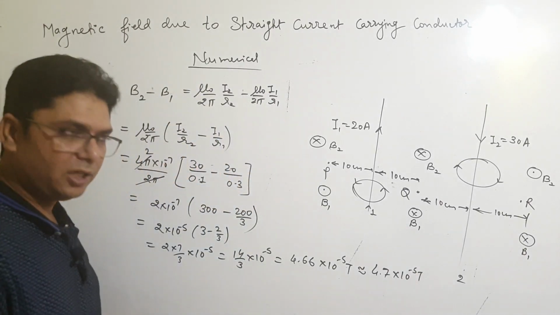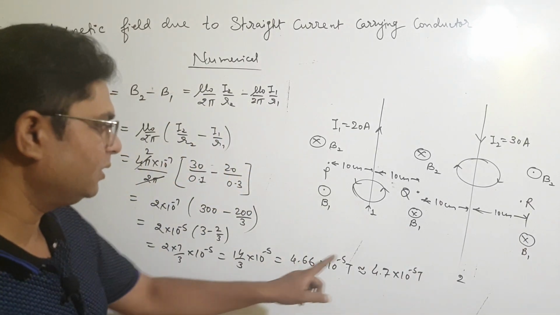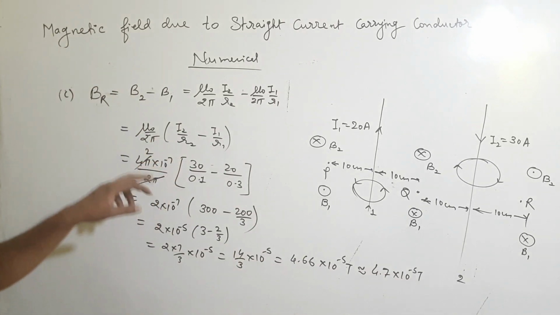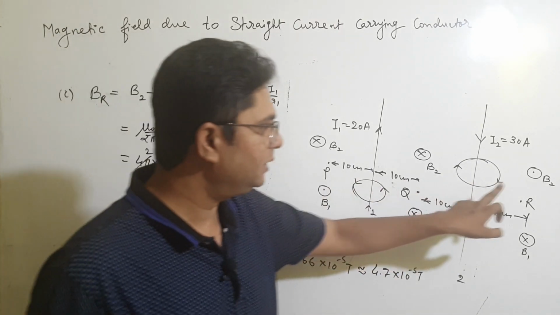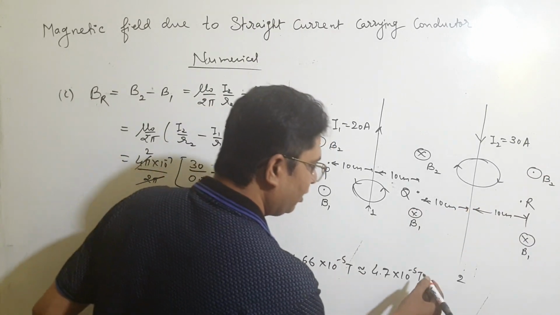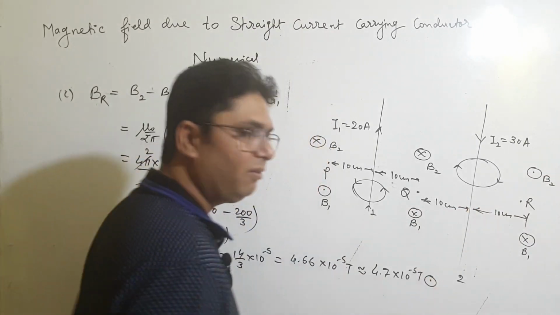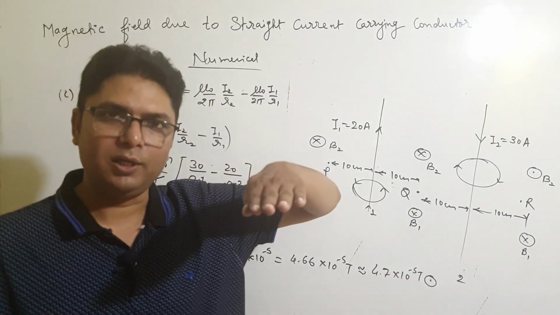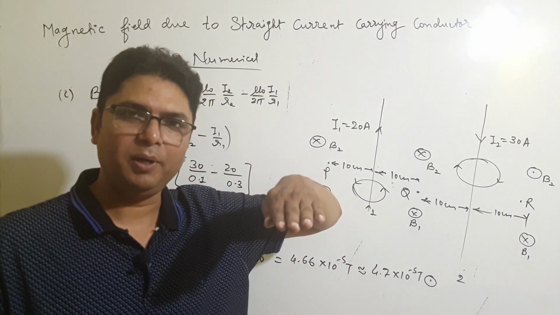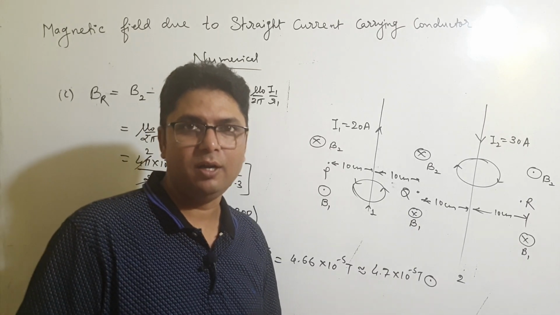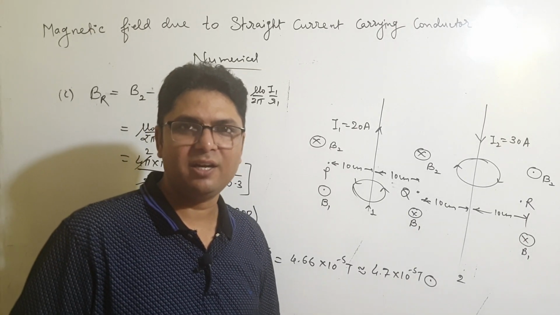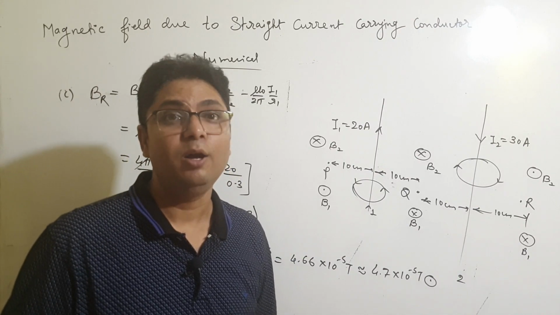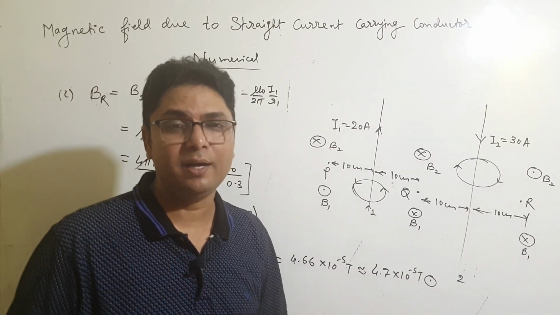Now what about the direction? The answer comes out positive, so the direction is that of the positive sign magnetic field, which is B2. B2 is a dot, right here a dot. This means that the magnetic field is normally outward to the plane of paper. Thus you have learned magnetic field due to a straight current carrying wire, how to find the direction, and how to solve a critical numerical based on this.